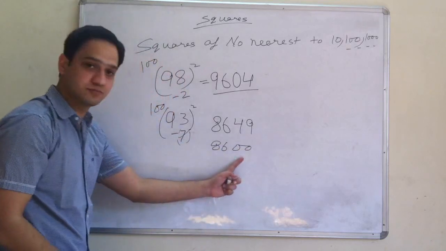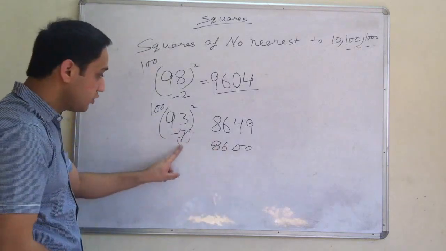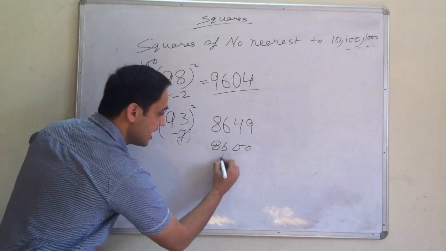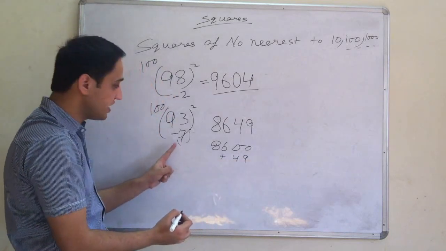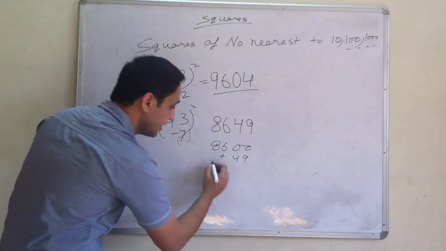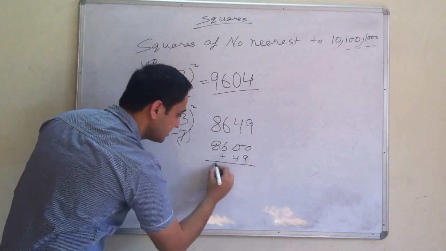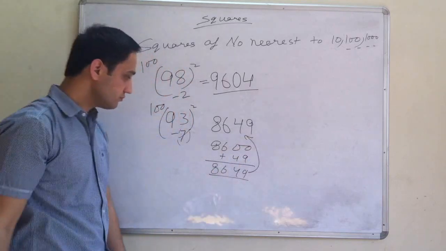Write 100 as a base. That means 86 multiplied by 100. But you have to do a square of 7. So add 49. 7 square is 49 because you have to subtract 7 from 93. So you will take square of 7 also. The answer is 8649, which is the same answer here.